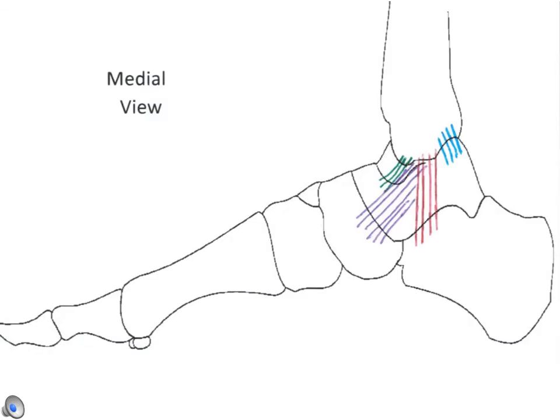How does your drawing compare? On my drawing, the anterior tibio-talar ligament is in green, the posterior tibio-talar ligament is in blue, the tibio-calcaneal ligament is in red, and the tibio-navicular ligament is in purple.